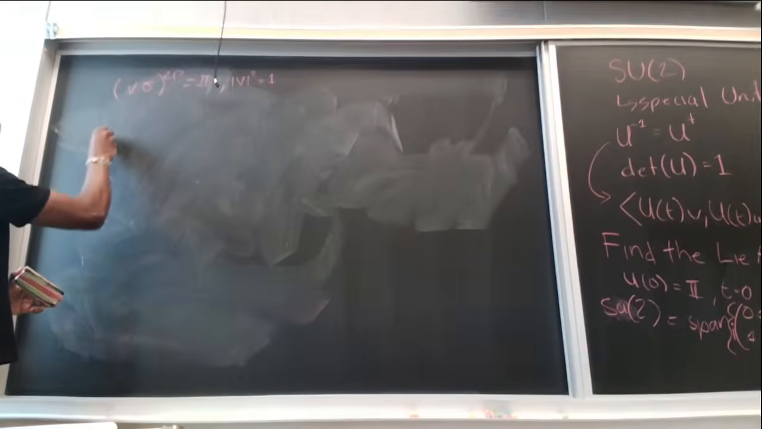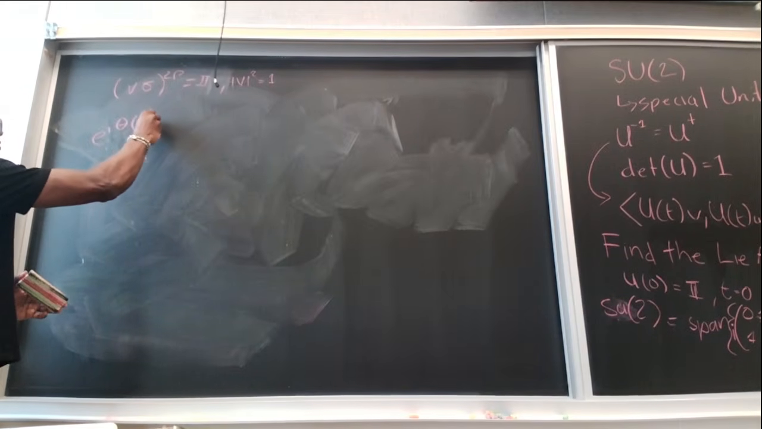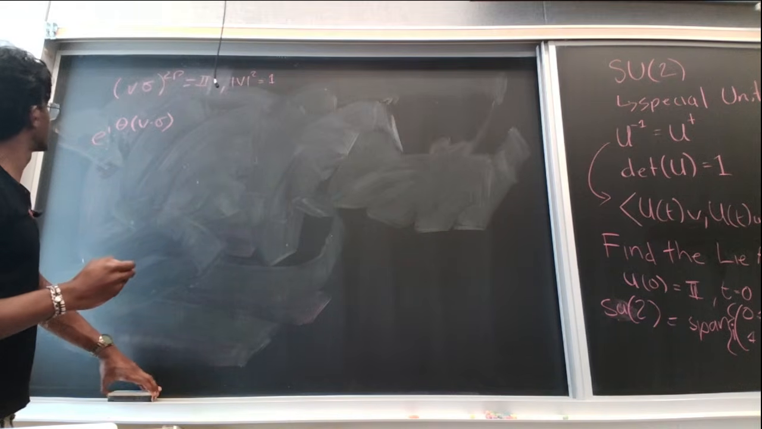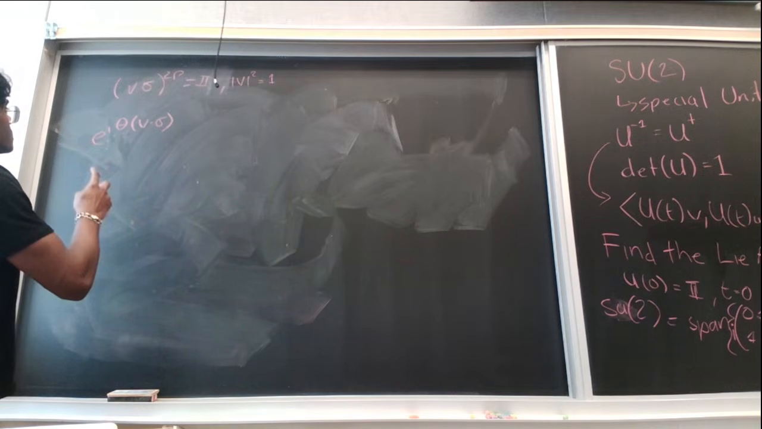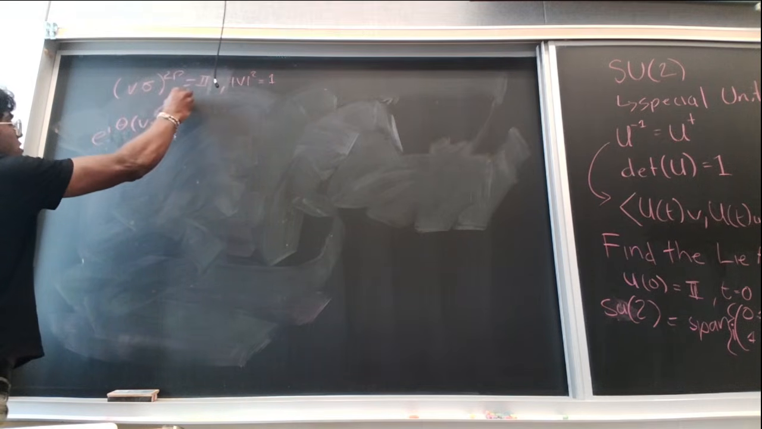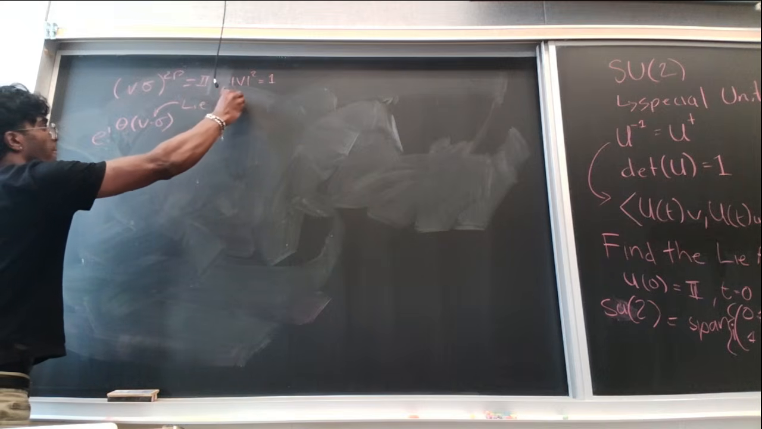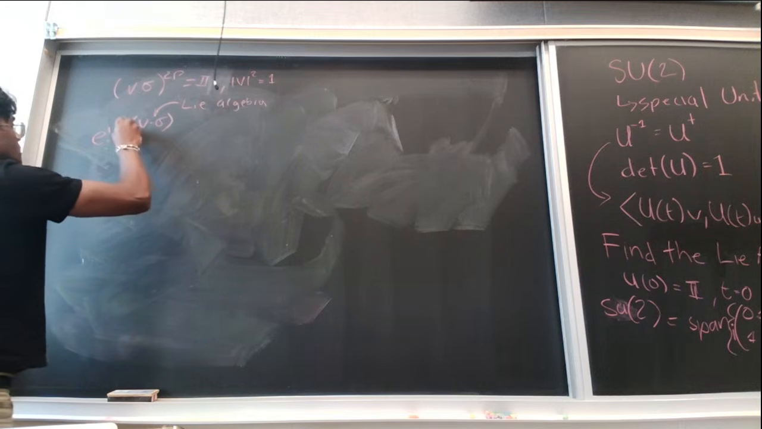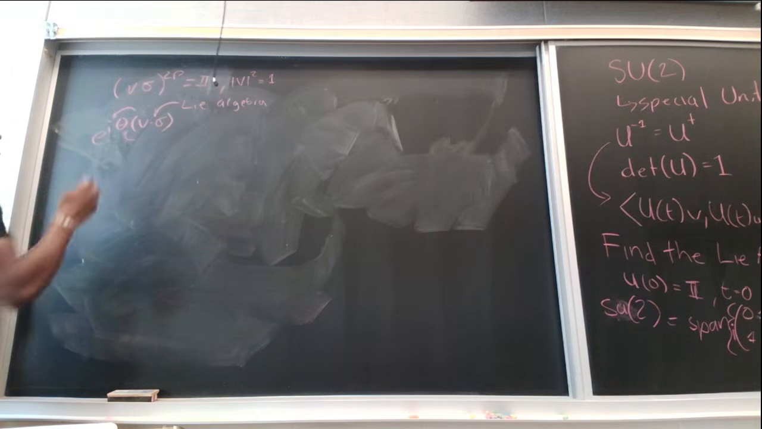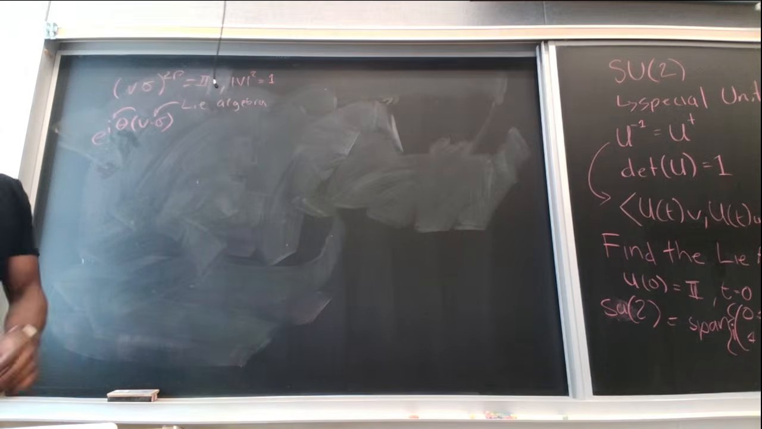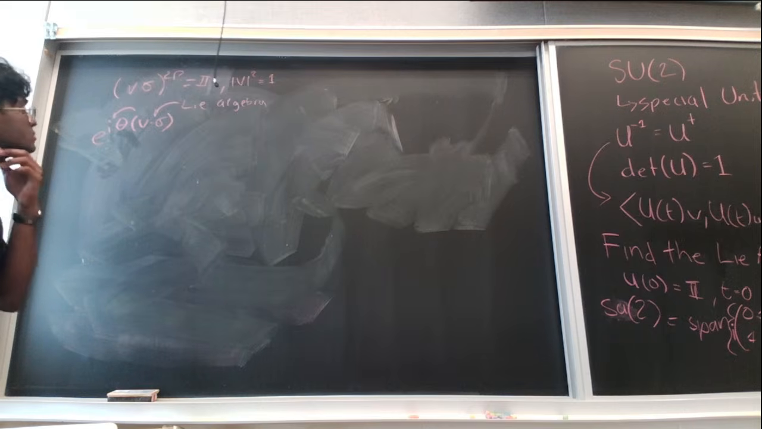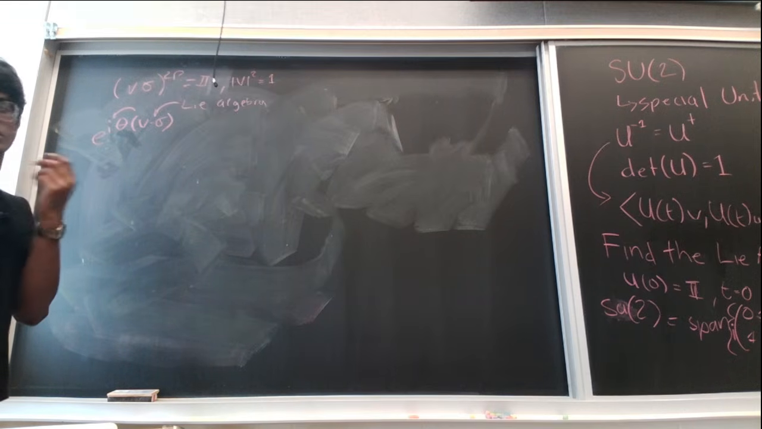Right, so we're looking at e to the i theta v dot sigma. What is this? We're taking an element of the Lie algebra of SU(2), meaning it's i times some linear combination of Pauli matrices. That's why the i is there. Then you can pick things in such a way that v dot sigma has norm 1, and theta is just a scalar.